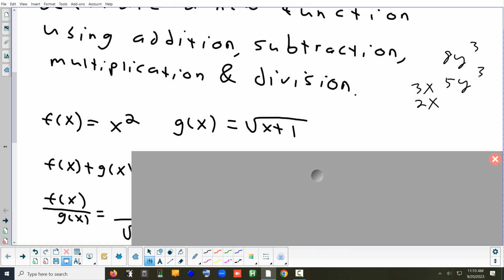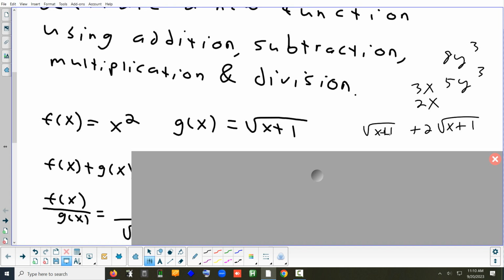Okay, they both have to be x squared, or they could both be square roots of x plus 1s. Like if you had square root of x plus 1, and then you had plus 2 square roots of x plus 1, you can say that that is 3 square roots of x plus 1. But they would both have to be square roots of x plus 1, and they're not. So they're not like terms.